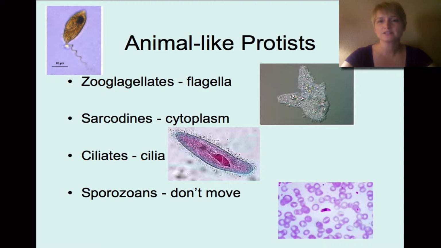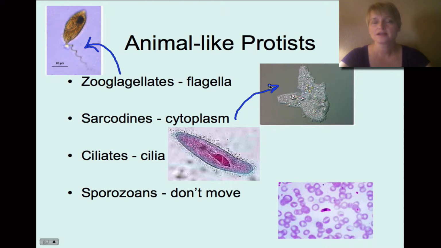So let's look at the animal-like protists first. The zooflagellates, they have a flagella. So the zooflagellates would be like this little guy right here because he has a flagella. The sarcodines, they use their cytoplasm to move. So if you look at this little guy right here, he doesn't have cilia, he doesn't have a flagellum, but he projects his cytoplasm and moves that way. The ciliates have cilia, so you can see these little hair-like structures along this paramecium.